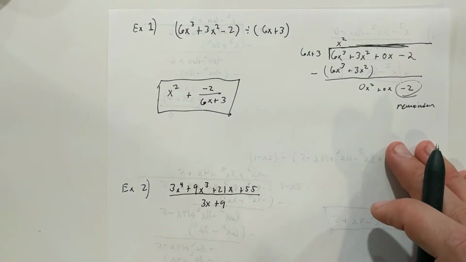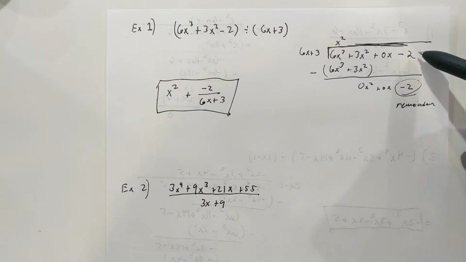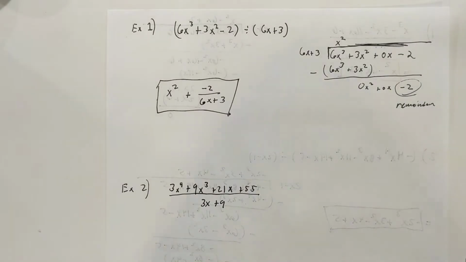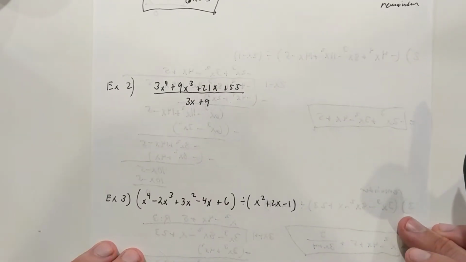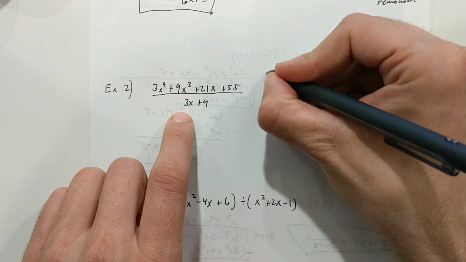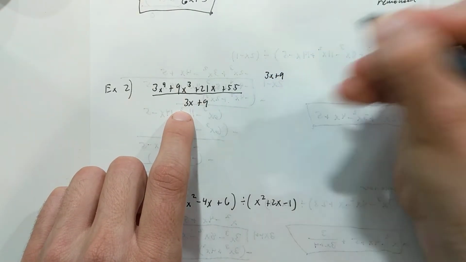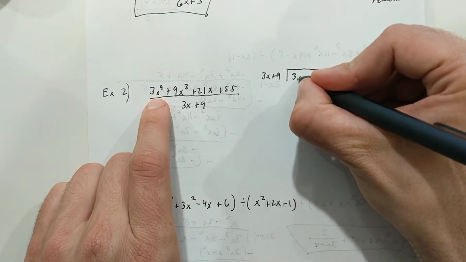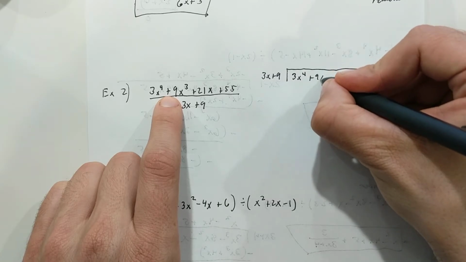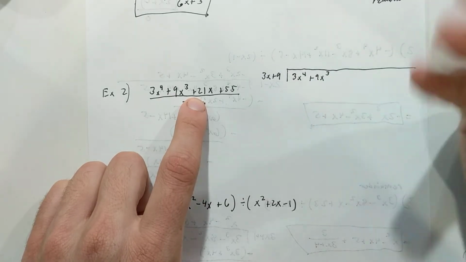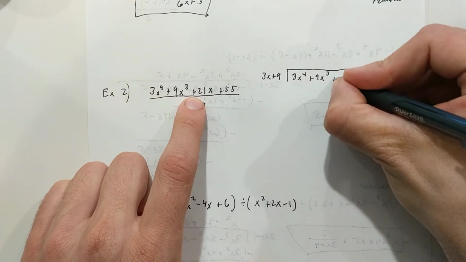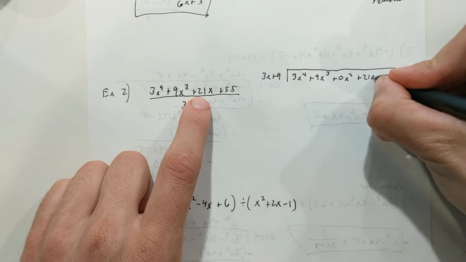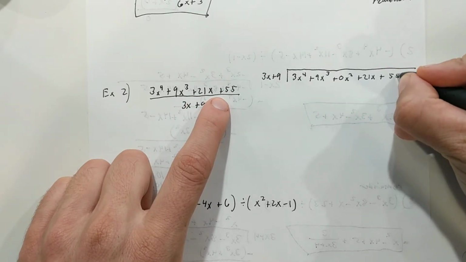So that was kind of a weird one where all my terms dropped out and I was just left with my constant. And when I'm just left with a constant, that's my remainder. Let's do another one. Kind of the same idea. So here I'm going to have 3x plus 9. And I am going to divide 3x to the 4th plus 9x cubed. There's no x squared, so I write plus 0x squared. Then I write plus 21x plus 55.